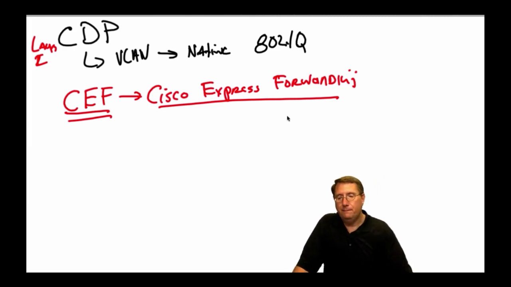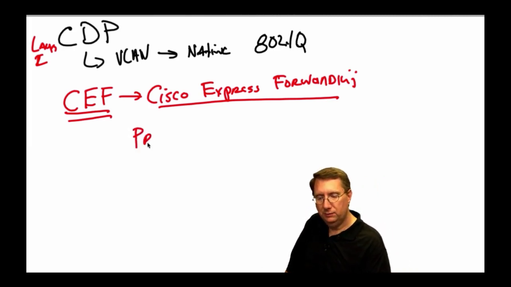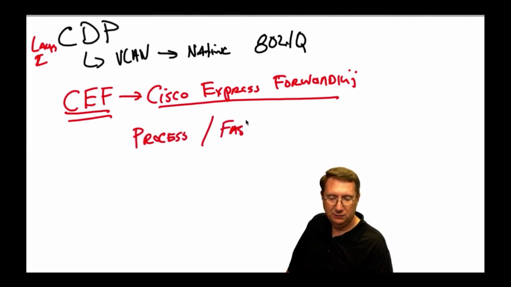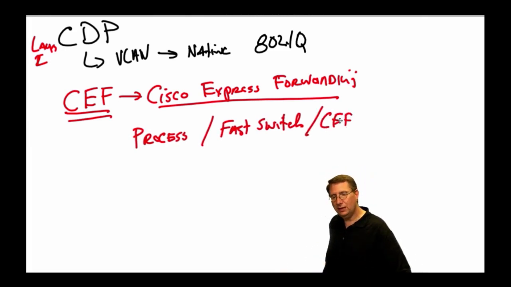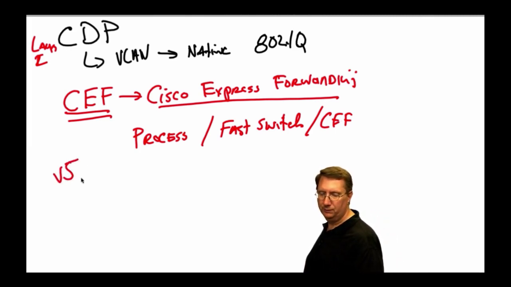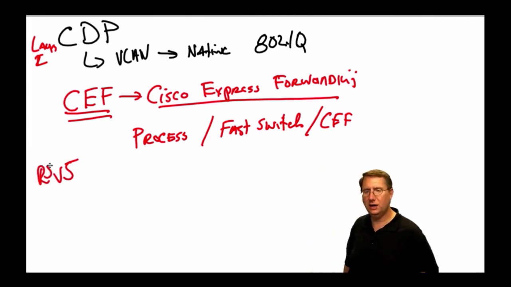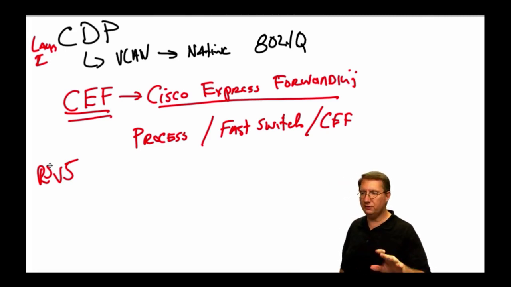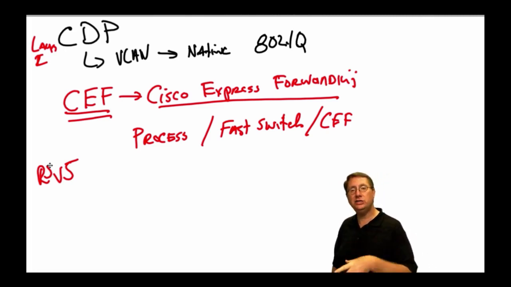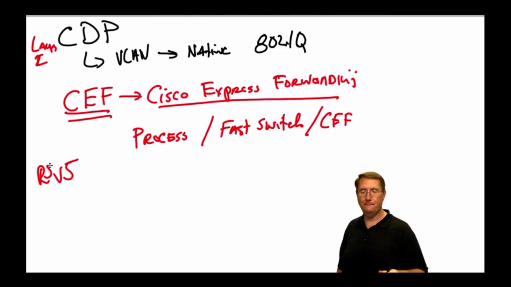The idea of process switching versus fast switching versus CEF, night and day. All right? Now what we have to realize here is that in version 5, routing and switching, we're going to skirt a topic. We're not going to spend a huge amount of time talking about it, but I really think that it's important that we actually represent this because I really don't want to fire up any routers right now. So I'm going to mention it now and then we're going to actually illustrate it later.